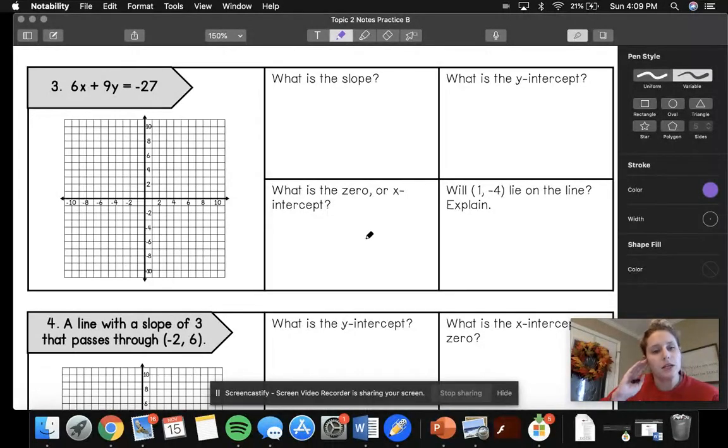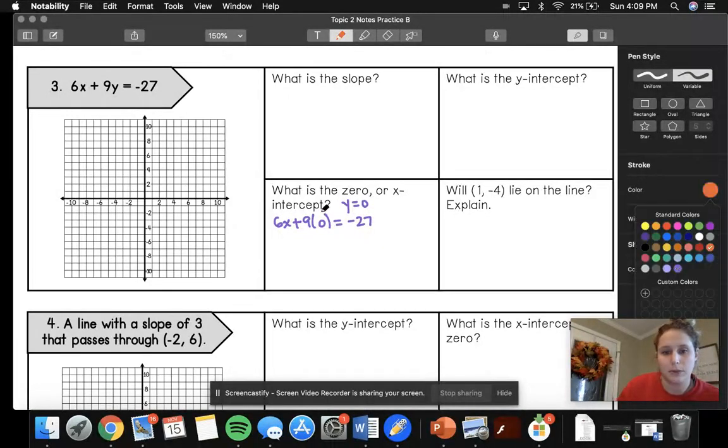Okay, so I'm going to go ahead and graph this first, and I'm going to do it by intercepts. So first I'm going to find the x-intercept. That's when y equals 0. So 6x plus 9y equals -27, and y equals 0 makes the 9y term 0. 6x equals -27.